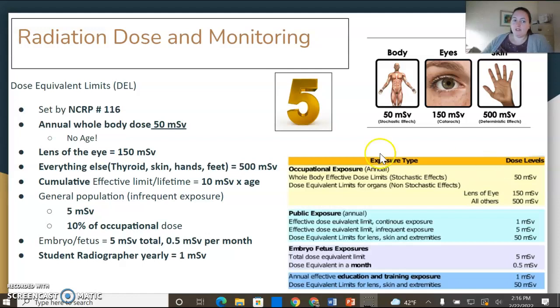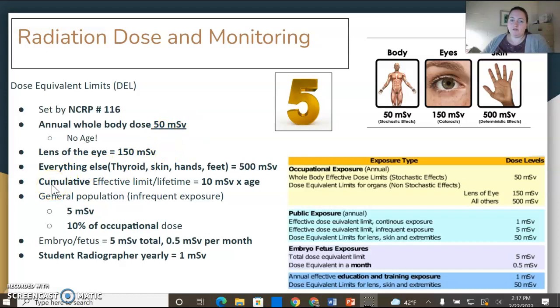So for me as a technologist, I can have an annual whole body dose of 50 millisieverts. It doesn't depend on my age. It's just whole body dose, 50 millisieverts, okay? The lens of my eye can get 150 millisieverts, and everything else, so your thyroid, your skin, your hands, your feet, can get up to 500 millisieverts. These should be a flashcard. These are numbers that you can memorize fairly easily. There's a lot of fives involved in this one, if that makes it easier for you, okay?